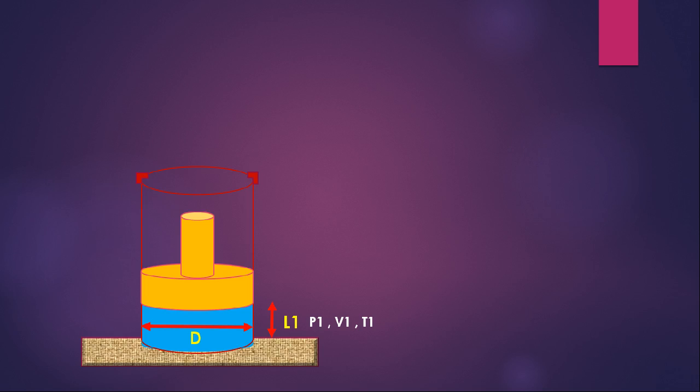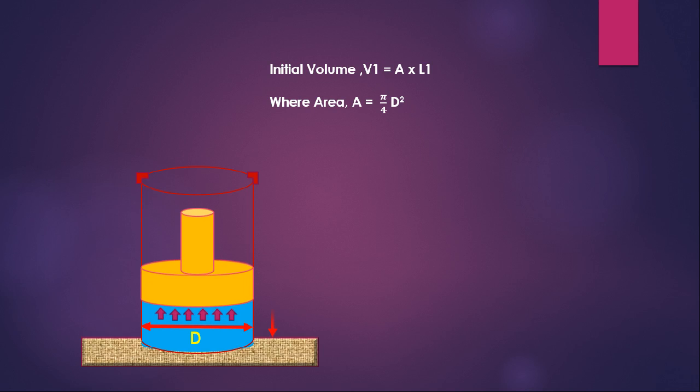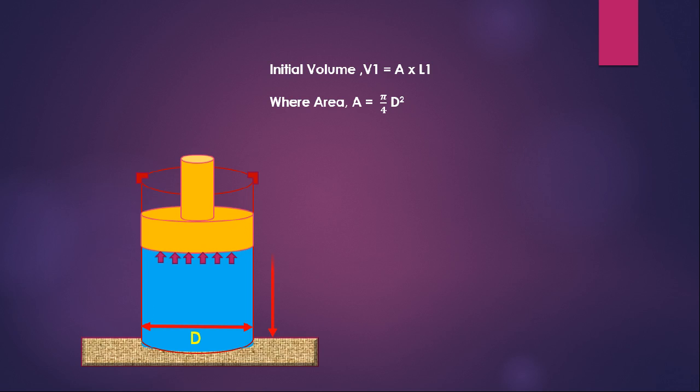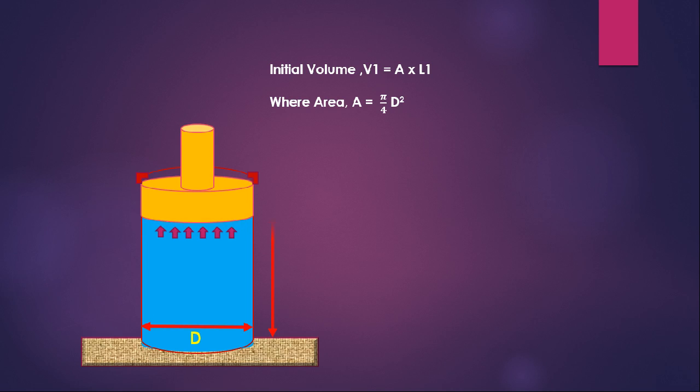If the pressure inside the cylinder P1 is higher than the atmospheric pressure, that is the pressure acting outside the piston, then there will be expansion, which means that the piston will move upwards like this. Okay, so we can write the initial volume V1 is equal to area into L1, where area A is equal to pi by 4 D square.